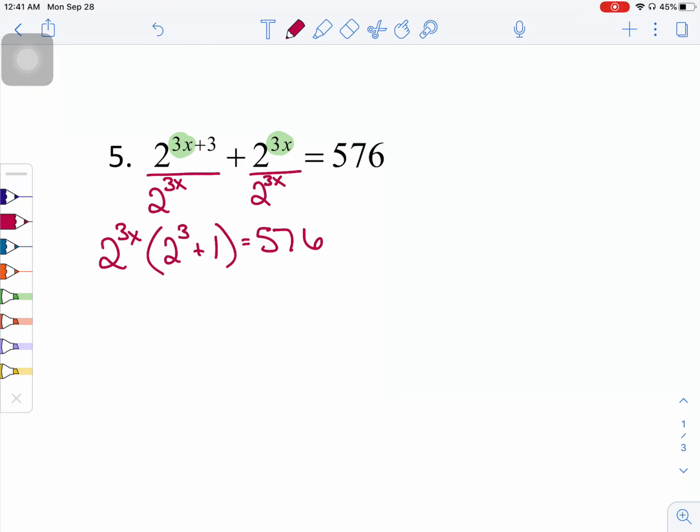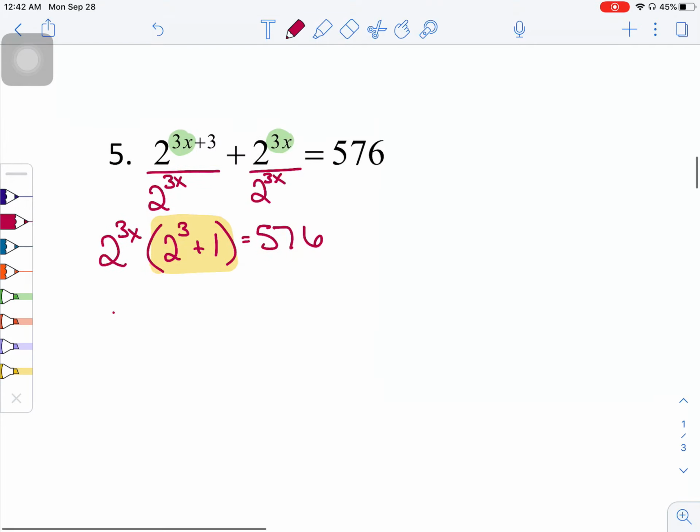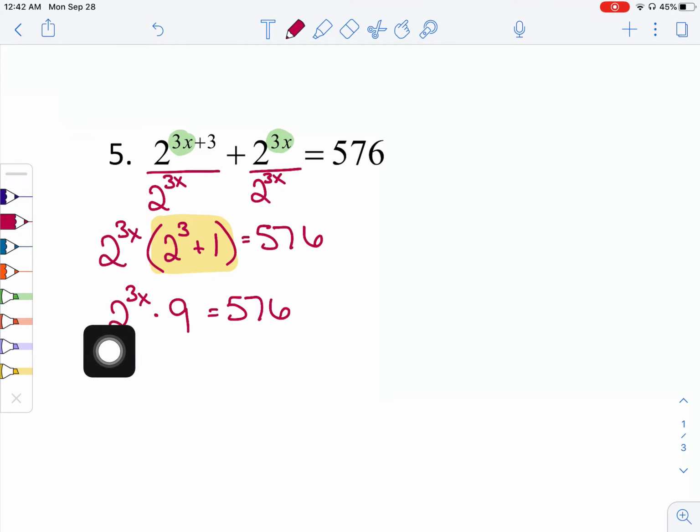And you'll notice I haven't done anything with the 576 yet. I'm going to get there, but just not quite yet. I'm pretty certain I can figure out this entire set of parentheses now. So this is going to be 2 to the 3x times 9 is equal to 576. Now, there is no way to make 2, 9, and 576 have a like base, and I don't need to. Because this is multiplication, I can just divide both sides by 9, right? There's no extra exponents there or anything like that to worry about.